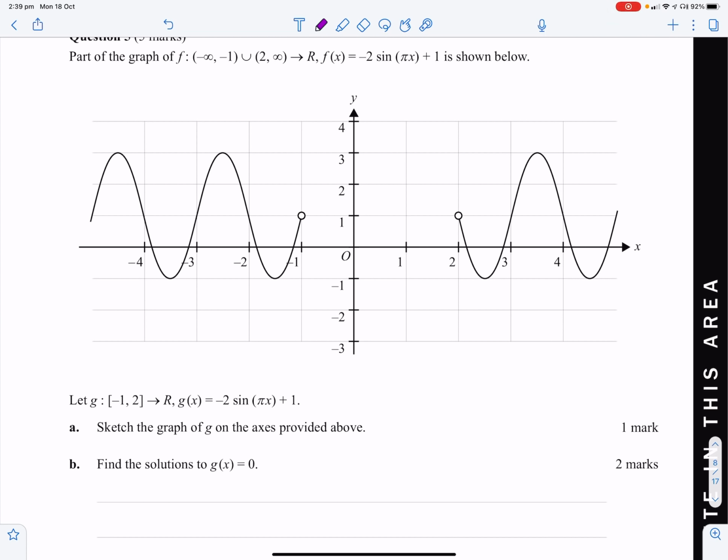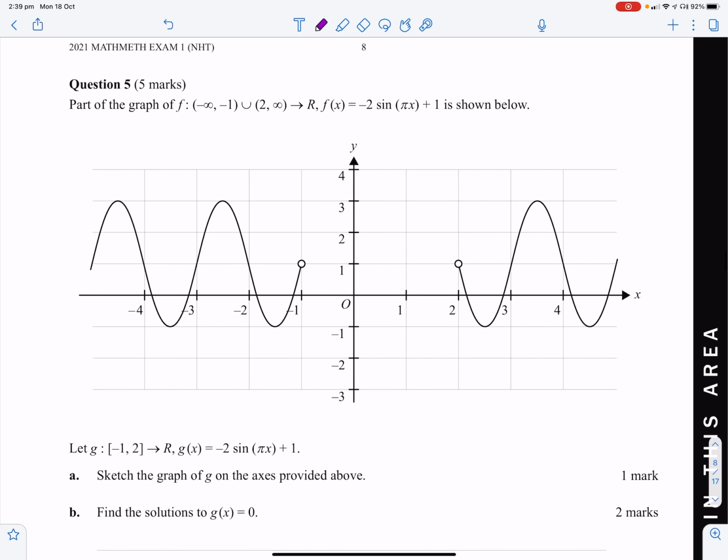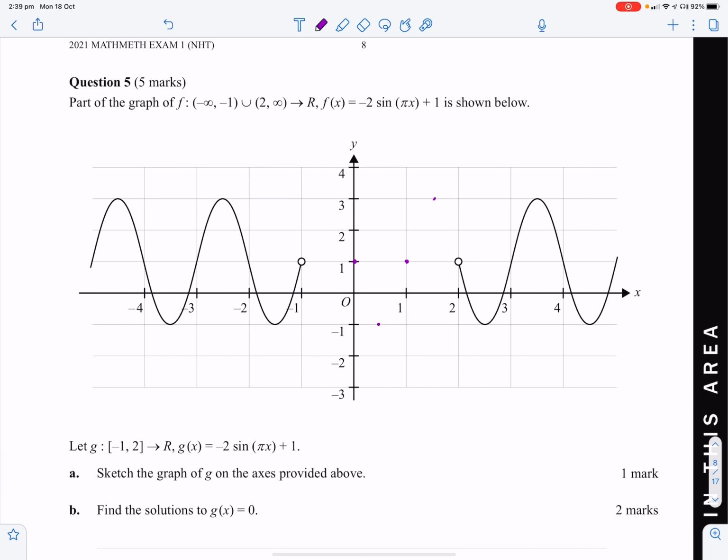Okay, part of the graph is shown. Let G be negative 1 to 2, so the missing part. Sketch that graph. It's exactly the same. Okay, so it's going to go through there, turn there, turn there. Hasn't been reflected or anything, has it? And it's going to join up at those points. So now it's going to go up, and then it's going to go down, and it's going to go up. Okay.